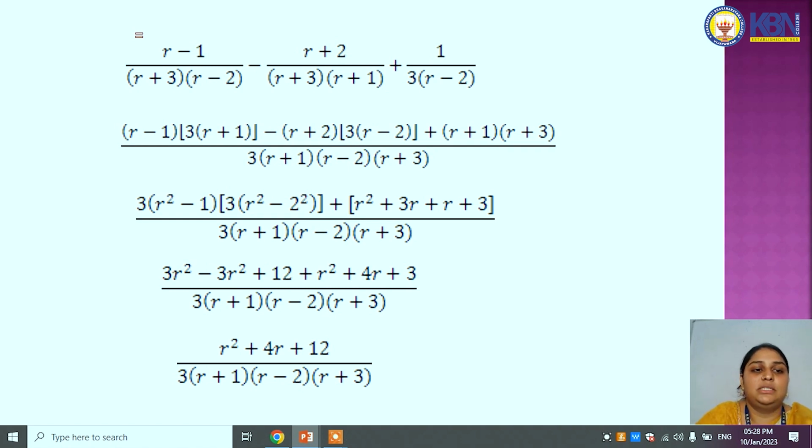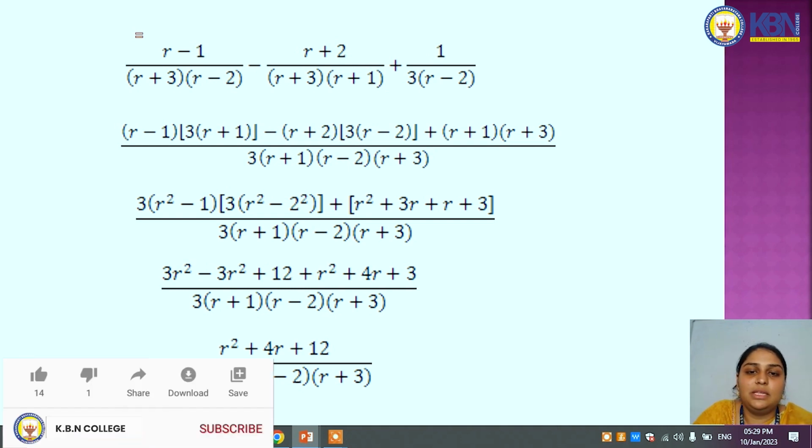In the first term, we didn't have the factor 3 into r plus 1. So we have to multiply and divide the first expression with 3 into r plus 1, which results as r minus 1 into 3 into r plus 1. In the second term, we didn't have the r minus 2 into 3. So that's why we have to multiply and divide the second term with 3 into r minus 2 in the numerator and the denominator. In the third term, we didn't have the r plus 1 into r plus 3 term.